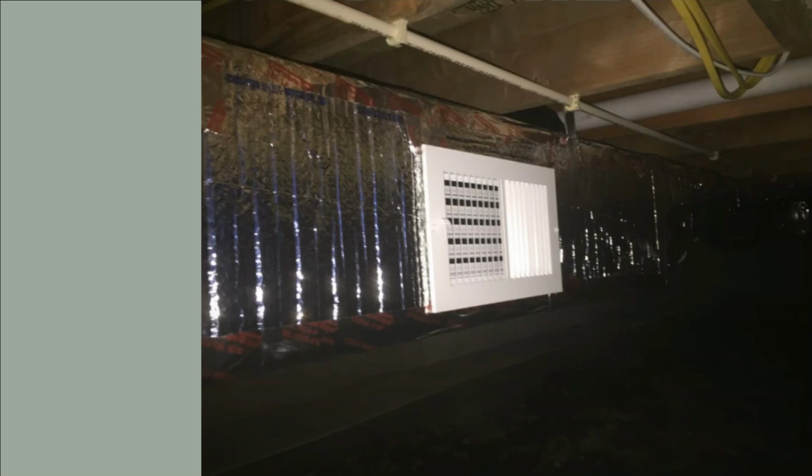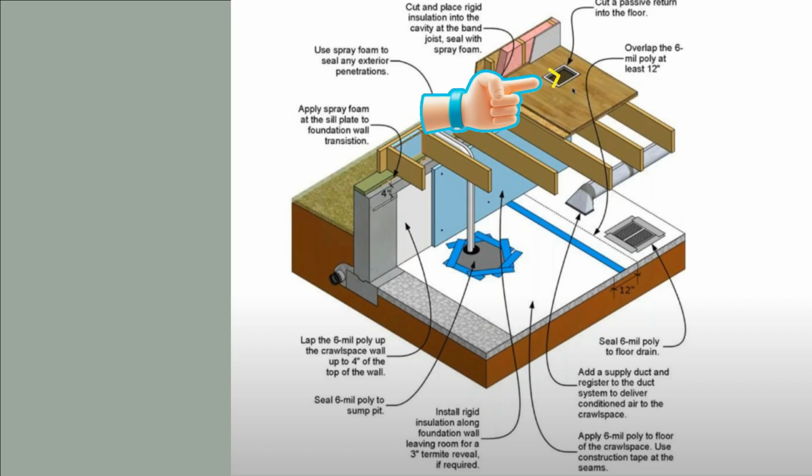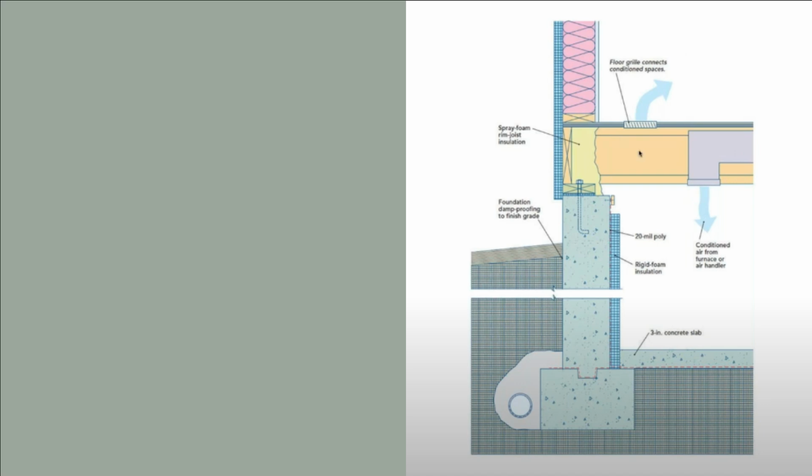Here's an example of what this looks like. They basically tapped into the supply plenum and added a register. Here is a rendering of how that looks. Basically, you've got your passive returning grill here. You're moving some supply air from that. Again, here's another illustration of the conditioned air, and then we've got our floor grill there to share the air between the spaces.